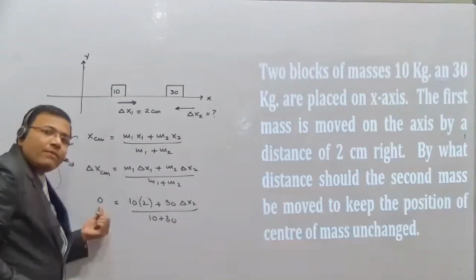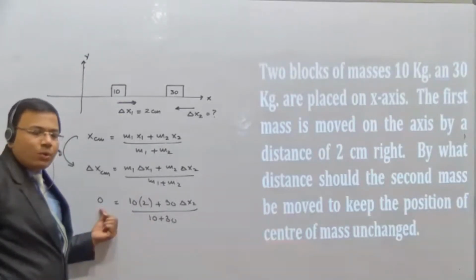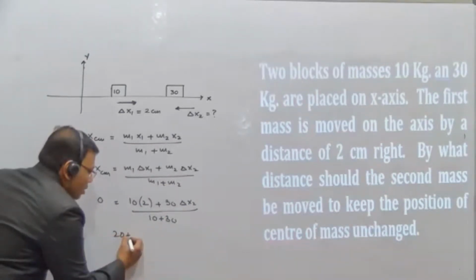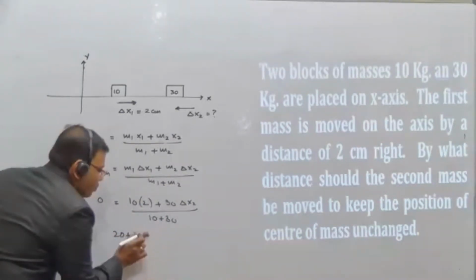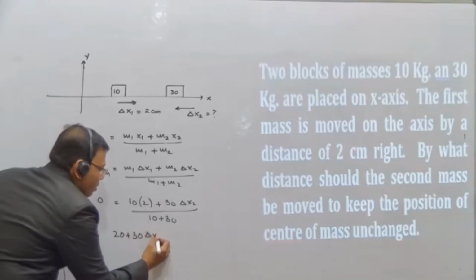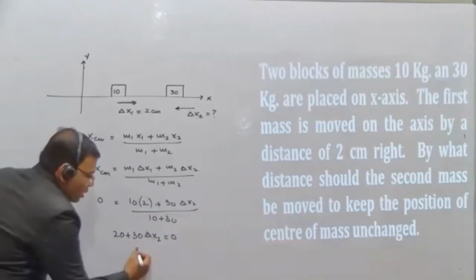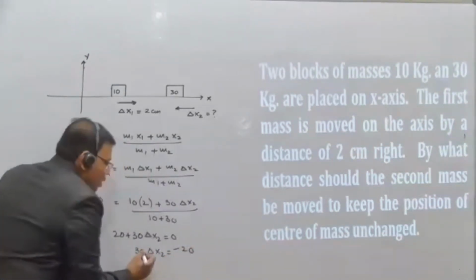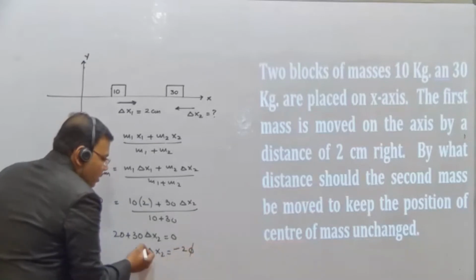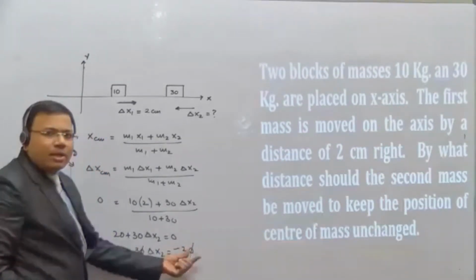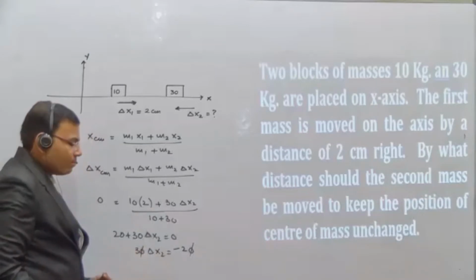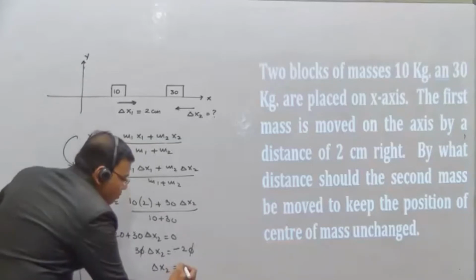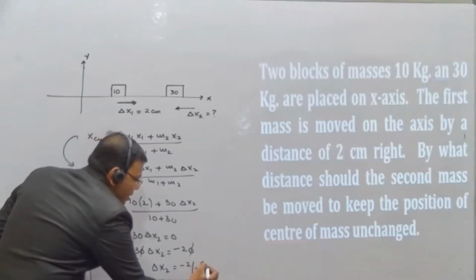40 if you cross multiply with 0, how much it is, 0 only, that is 0. So overall what I am getting, 20 plus 30 delta x2 is equals to 0. So 30 delta x2 is equal to minus 20. So what I do here is I 0 get cancelled, that is you can say 10 से हम कैंसिल कर रहे हैं 2 टाइम्स और यहाँ पे हम 3 टाइम्स. So overall what I am getting, delta x2 is equals to minus 2 by 3 सेंटीमीटर.